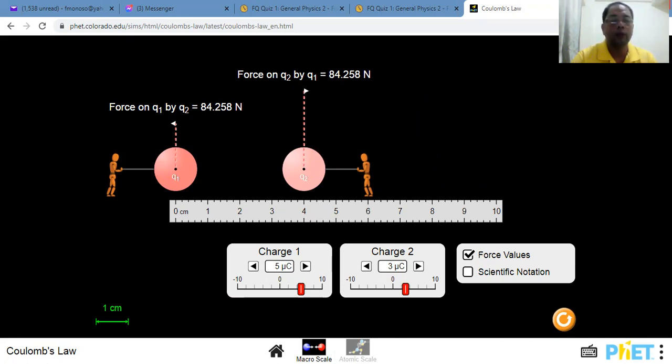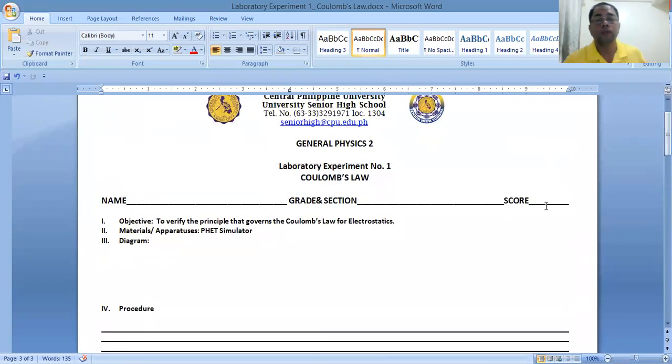And again, going back to our template, what are we going to see in our template? Our experiment again is about Coulomb's law, and a while ago we saw the presentation, or the simulator. So it's about Coulomb's law, and this is the objective, to verify the principle that governs Coulomb's law. So with the use of that simulator that we've seen earlier, which you can also click in our canvas, then you can study it.